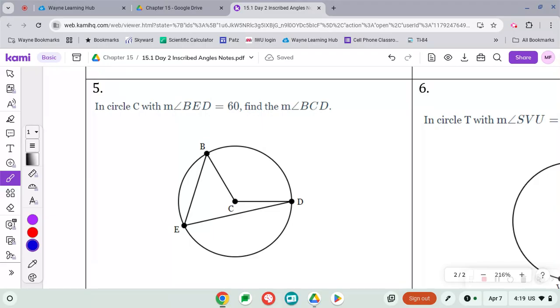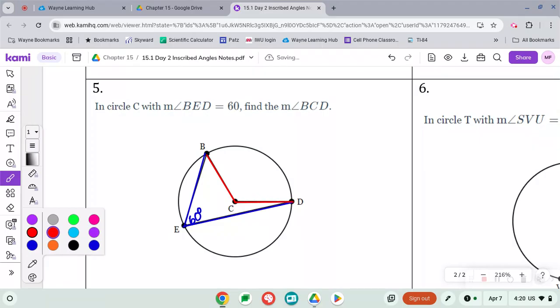So if you'll notice on this one, there is both an inscribed angle and a central angle. Okay, so we've got our two different types. It tells us that the measure of angle BED is 60 degrees. So the first thing I want us to think, that is 60. And then it asks us, so we have that in blue, it asks us for what BCD is.